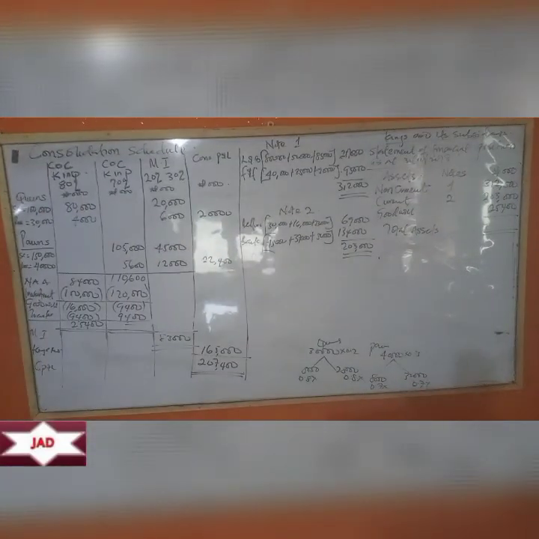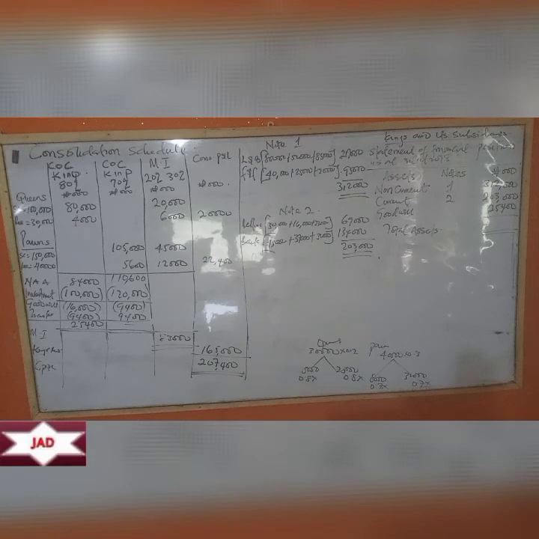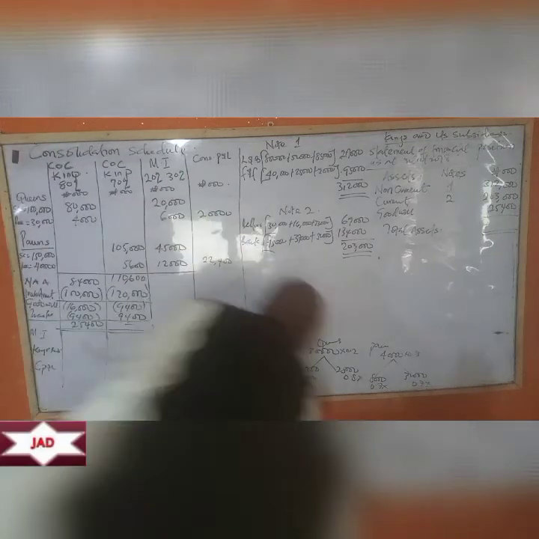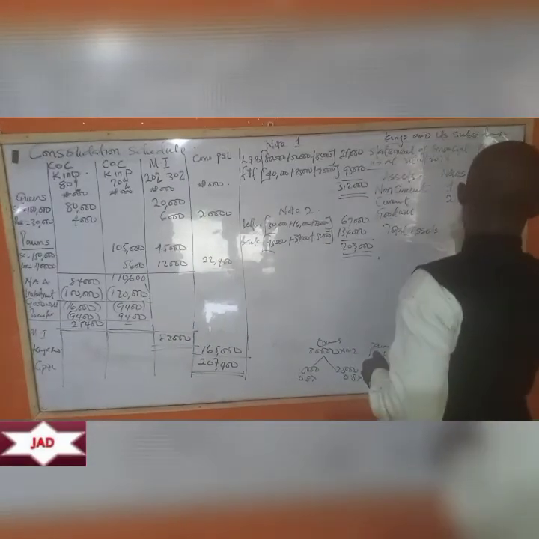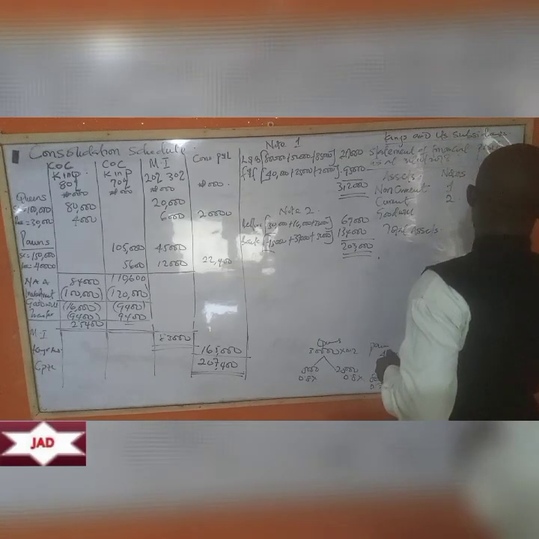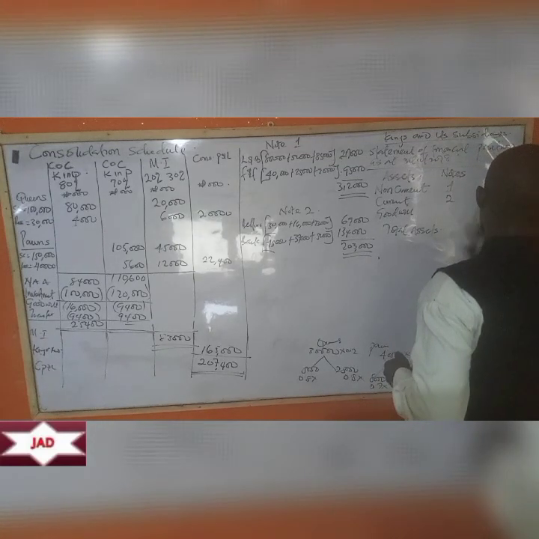312,000 plus 203,000 plus 25,400, 540,400. 540,400.